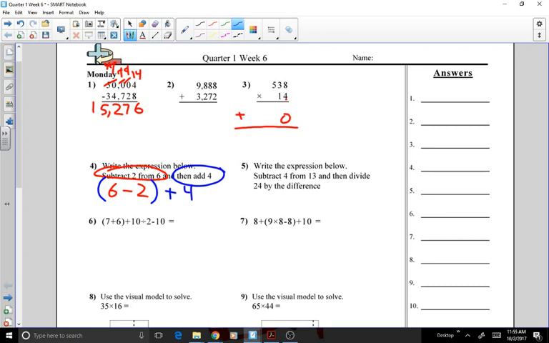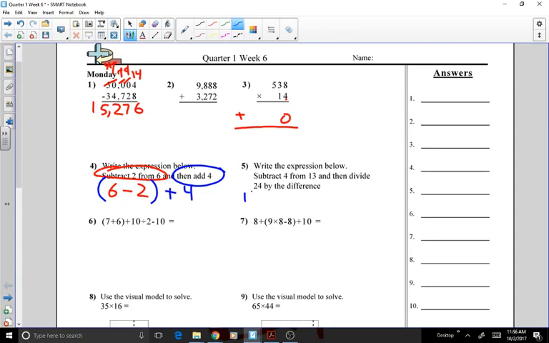Number 5, write the expression below. Subtract 4 from 13 and then divide 24 by the difference. Use what we did in number 4 to help you do number 5, okay? My first rotation had a lot of trouble with number 5, because it says divide by the difference. The difference is the difference between 13 and 4. So I would go ahead and do that with them.